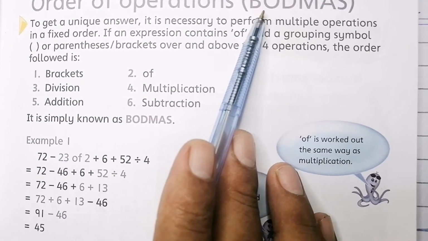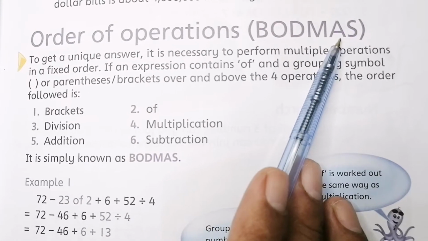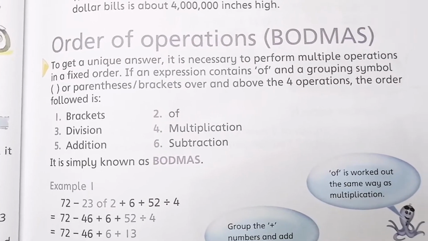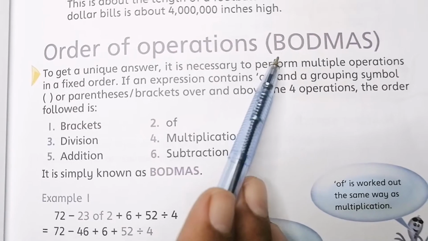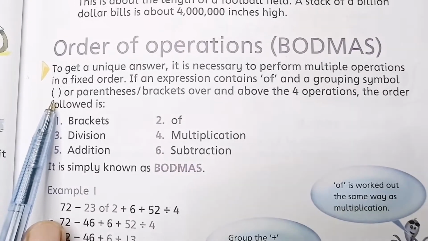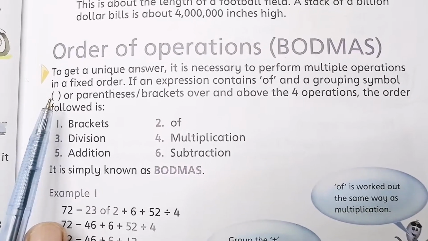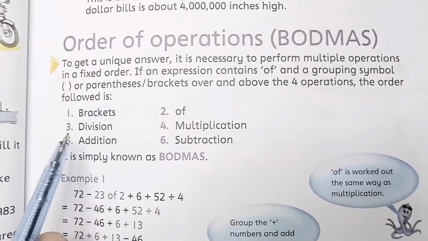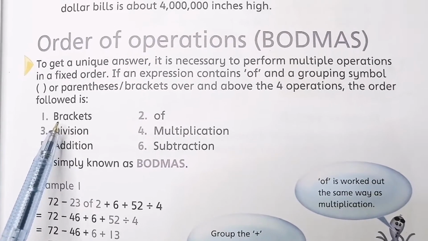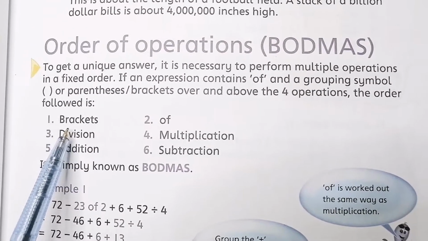So B for bracket, O for of, D for division, M for multiplication, A for addition, and S for subtraction, right? So here there is one more thing, B for brackets, right? As this can be parenthesis, right? So this is the bracket which will be used in your questions. So here you can see the order also. According to the order of the operations, the brackets come first.